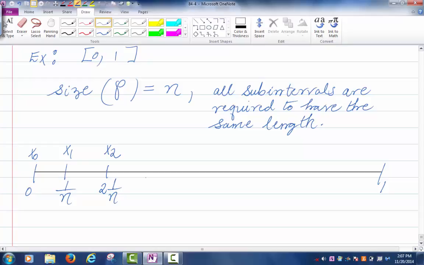Maybe we should do one more here. What is x3? 3 times 1 over n, or 3 over n. Okay, dot dot dot.